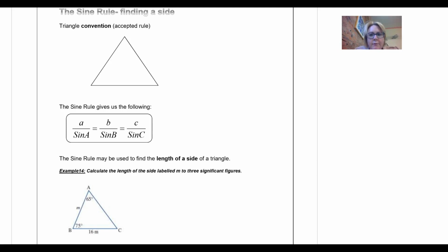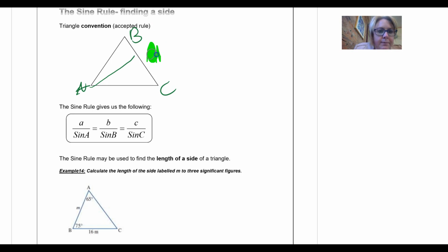Alright, this is the start of non-right angle triangles. Now when we label a right angle triangle, it's based around the hypotenuse, which is opposite the right angle. Now if I don't have a hypotenuse, I need to label it differently. What we do is we label the angles A, B, C, and the opposite side to the angle has the same value.